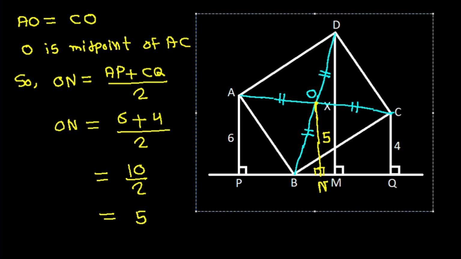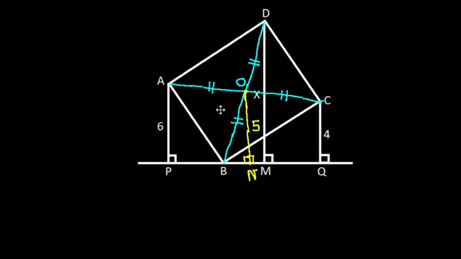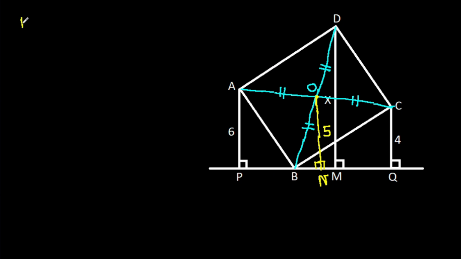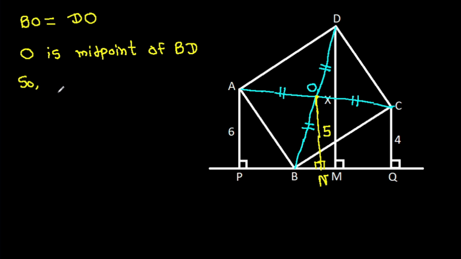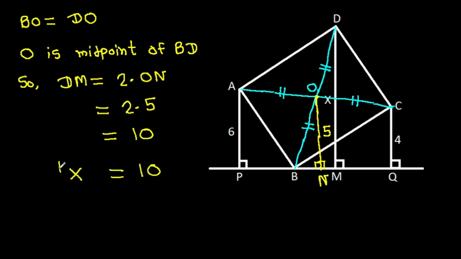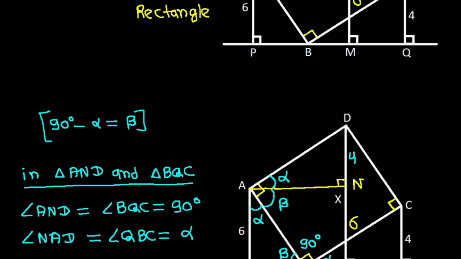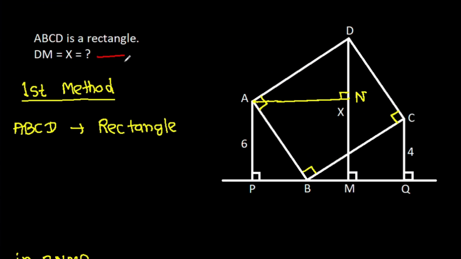And now we have BO is equal to DO, that means O is the midpoint of BD, so DM will be 2 times ON, and 2 times ON is 5, that will be 10, and DM is x, that is 10, so x is 10.